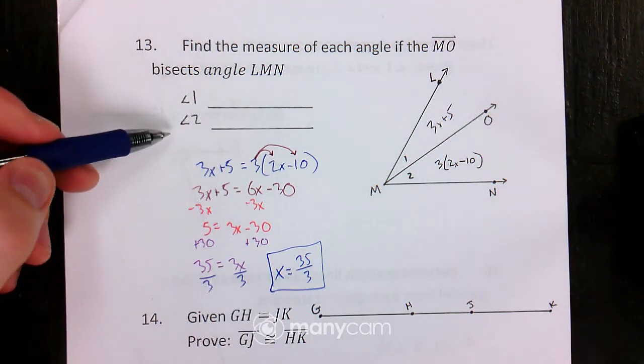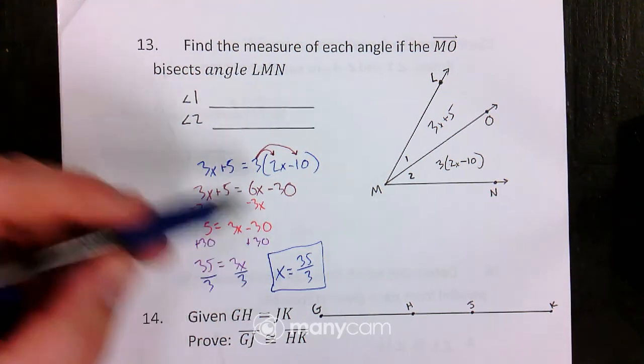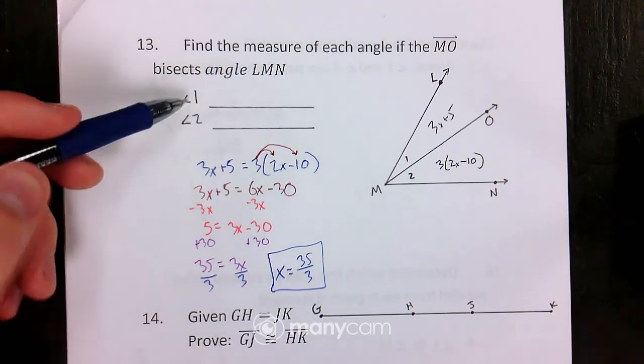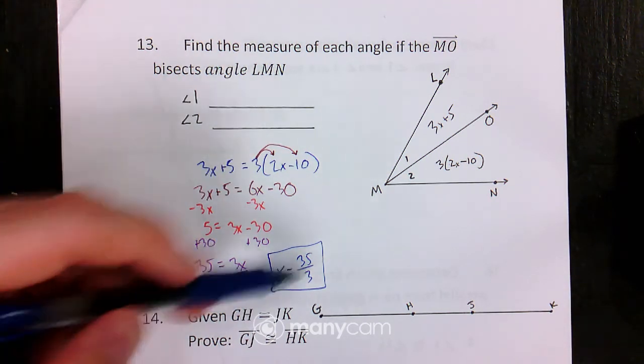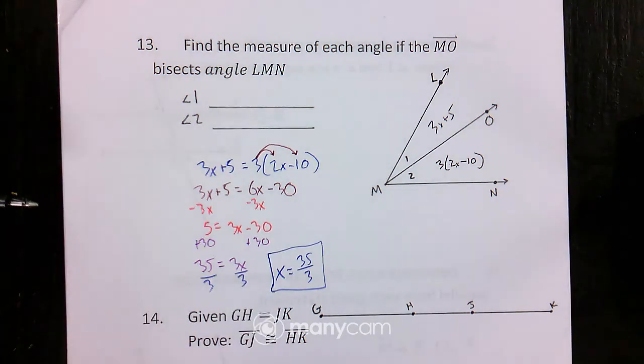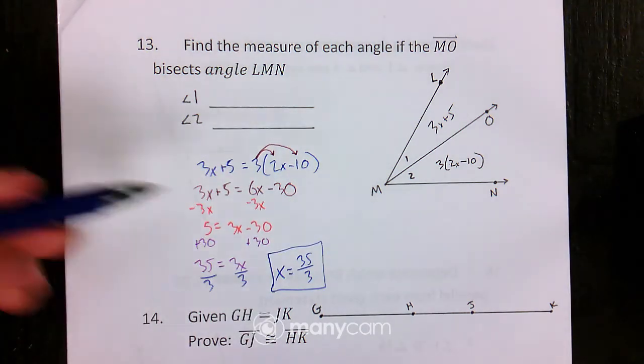It wants me to know what is angle 1 and angle 2. So all I got to do is take this, plug it back into either one. And since I know they're equal, I don't need to plug it into both, unless you want to do that to make sure you got the right answer, to check your work.